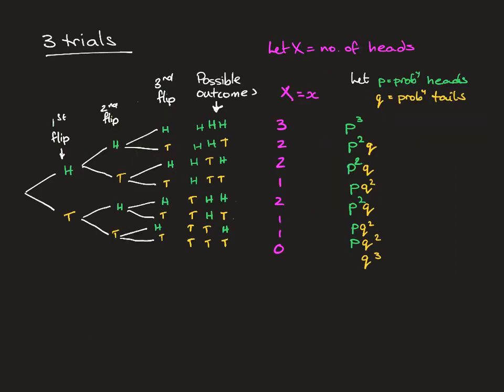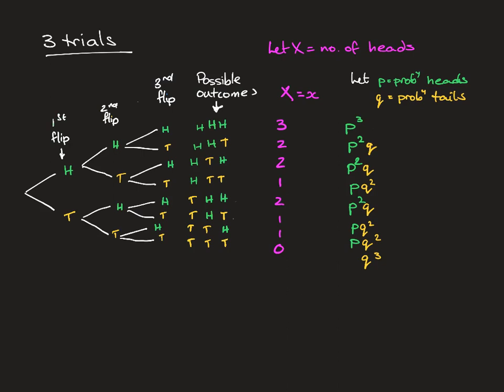This is the tree diagram for 3 trials. 1, 2, 3 trials. These are all of our outcomes, and we've let x be the number of heads. We've got 3 heads on this branch, so our probability will be p times p times p, or p cubed. We have 2 heads on this branch, so it'll be p squared, and one of those other outcomes will be a tail.